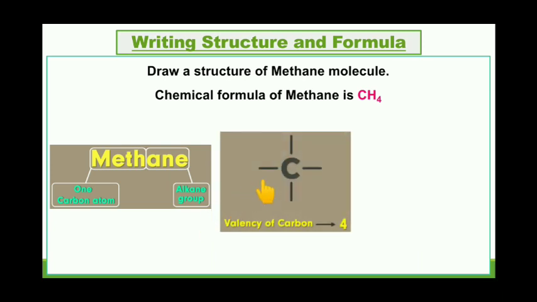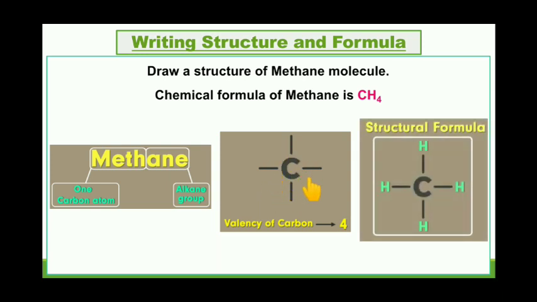So you have to draw first carbon atom 1, and it has single covalent bond around it. Carbon has valency of 4. So these 4 bonds are connected with the hydrogens. So you will get the structural formula of methane like this. Carbon is connected with single covalent bonds with hydrogen atoms, CH4.